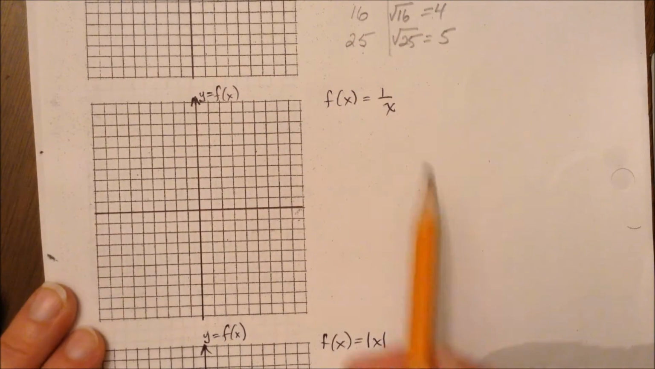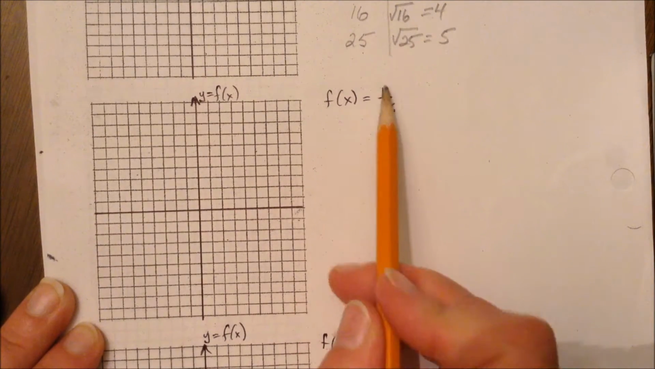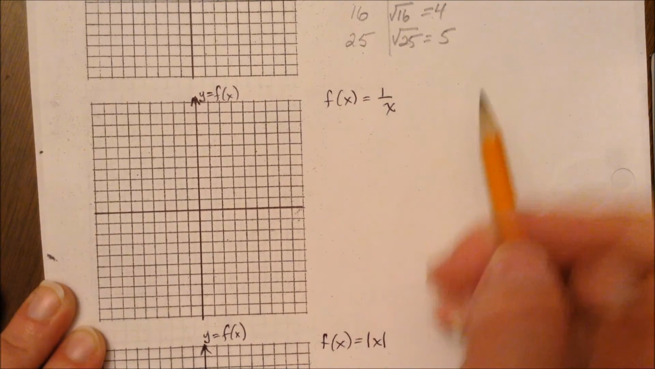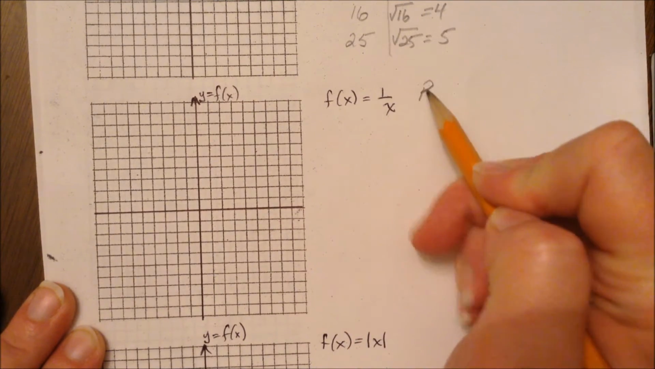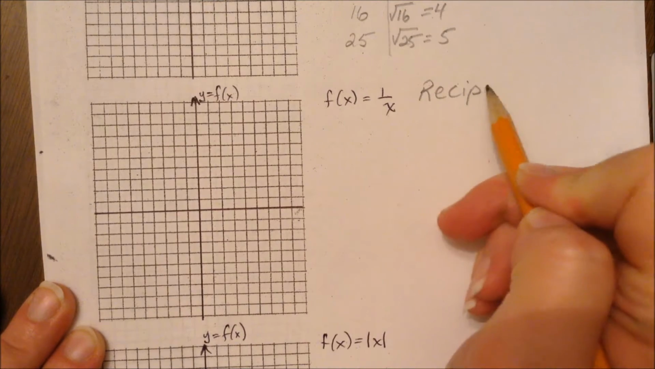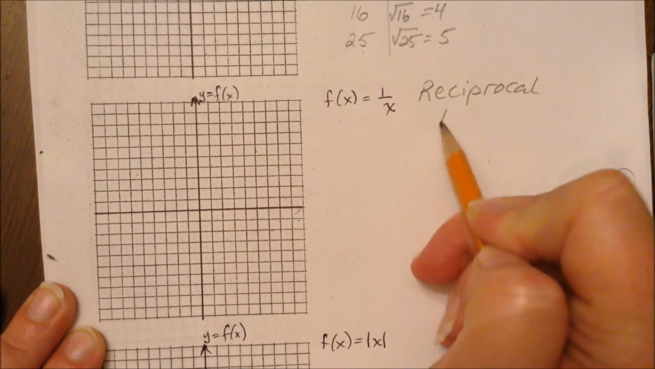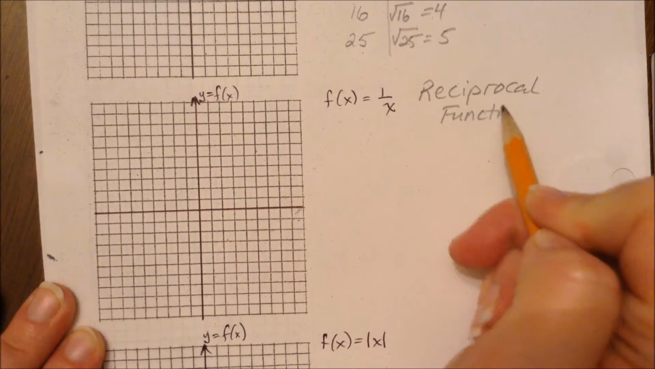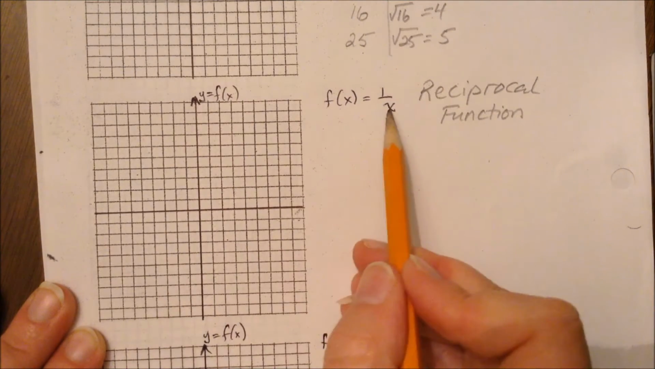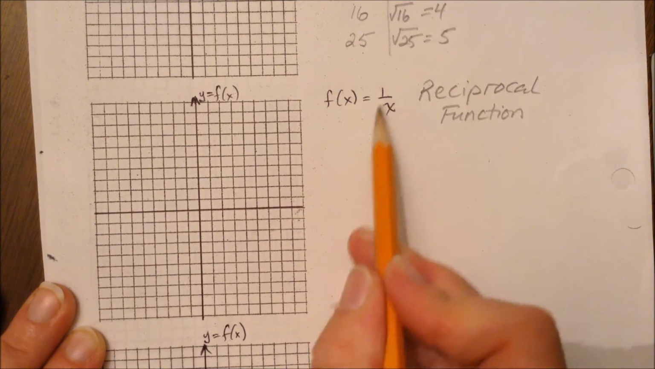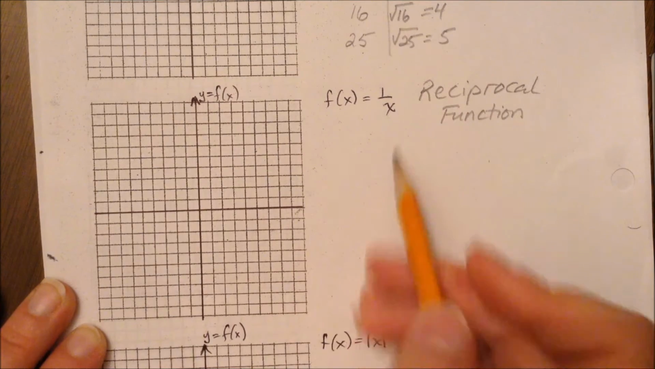Next, we will look at the function f of x equals 1 divided by x. This is known as a reciprocal function. We are taking 1 and dividing it by our value of x, which is our variable.